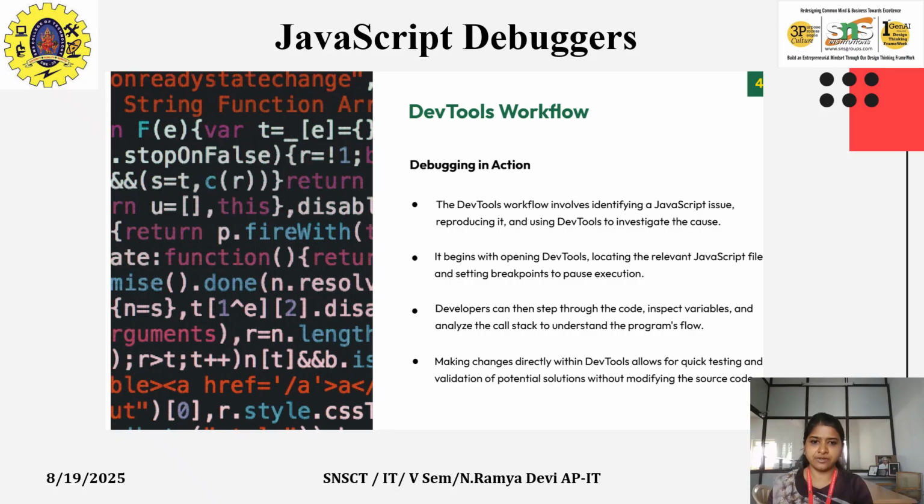Developers can then step through the code, inspect variables, and also analyze the call stack to understand the program's flow. Making changes directly with DevTools allows for quick testing and also validation of potential solutions without modifying the source code. Mainly the development tool workflow identifies the issue, reproduces it, and also investigates the cause of the issue.